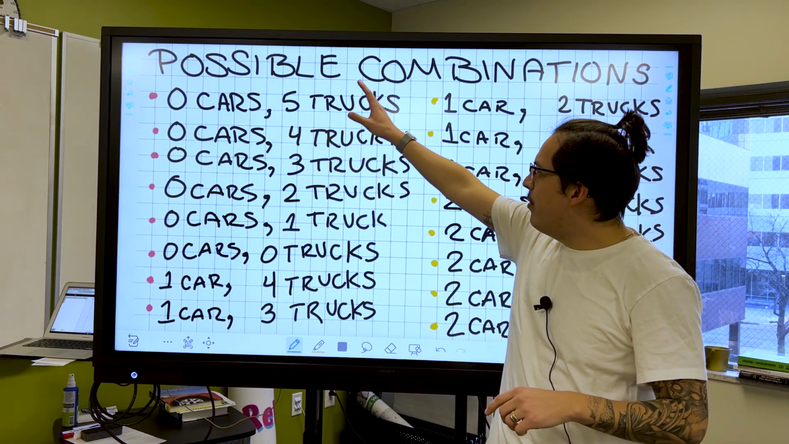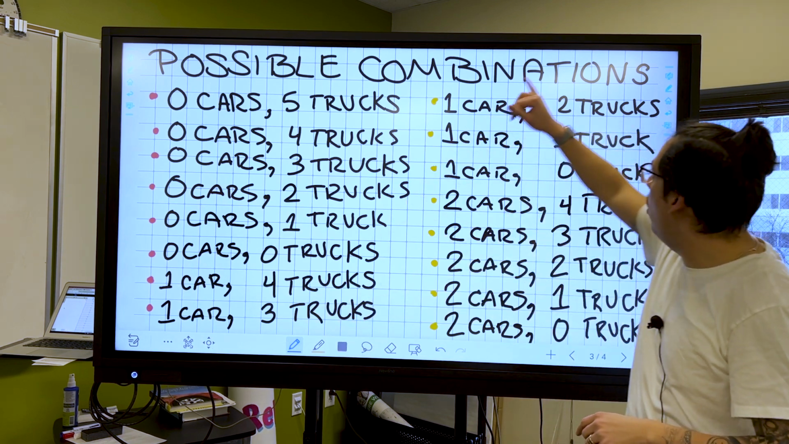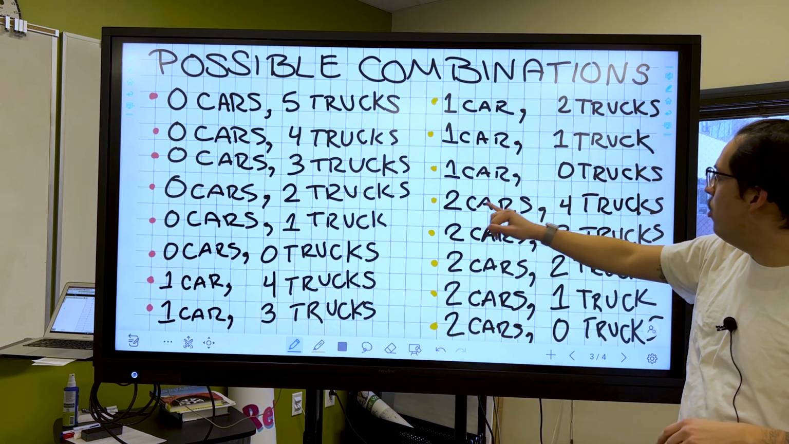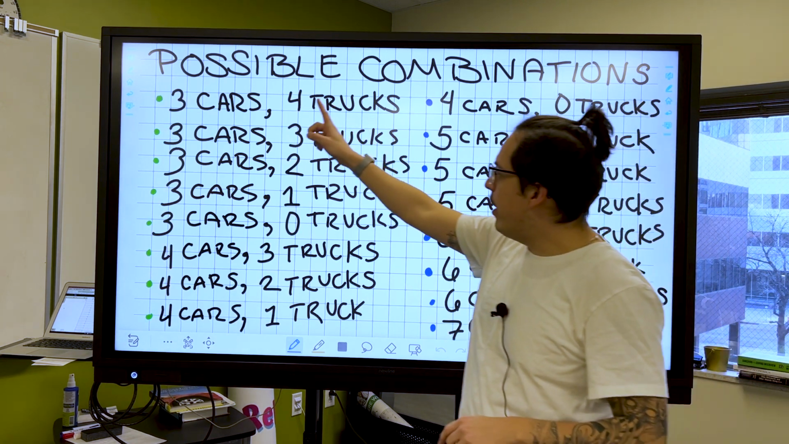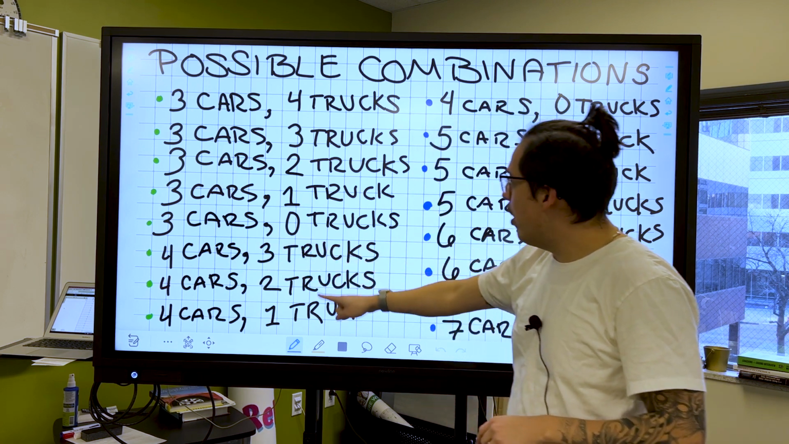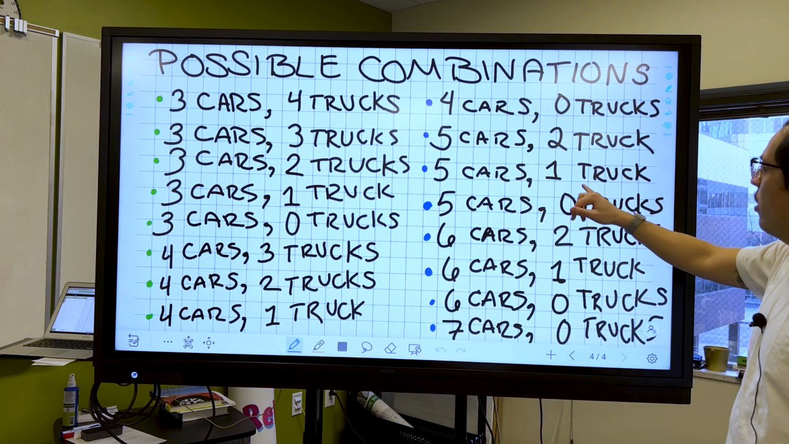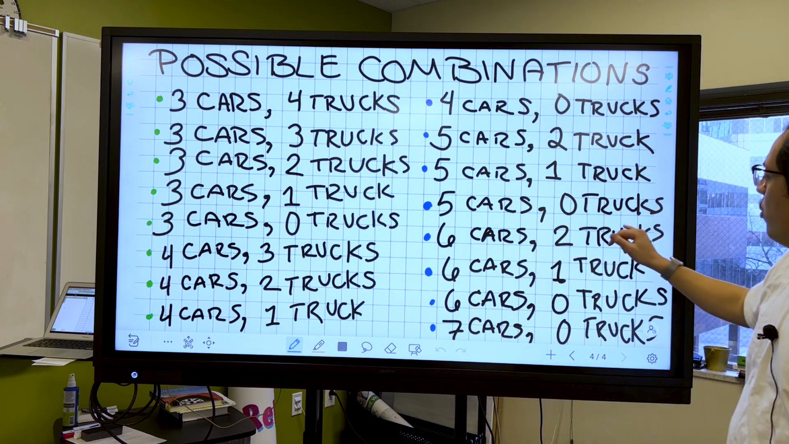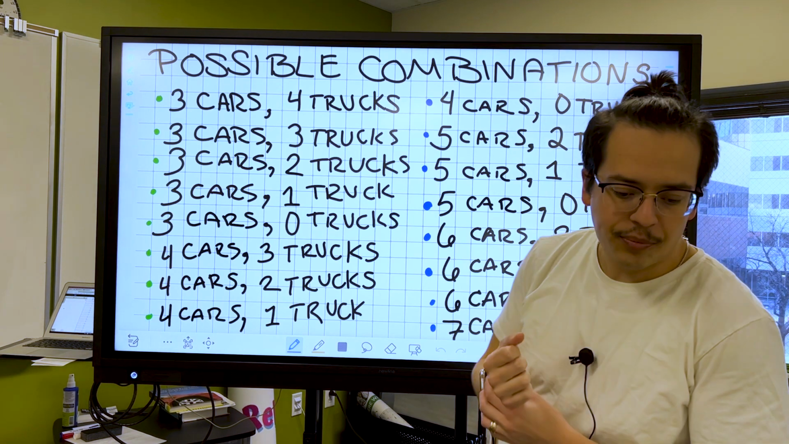0 cars, 5 trucks, all the way down to 0 trucks. 1 car, 4 trucks, all the way down to 0 trucks. 2 cars, 4 trucks, all the way down to 0 trucks. 3 cars, 4 trucks, all the way down to 0 trucks. 4 cars, 3 trucks, all the way down to 0 trucks. 5 cars, 2 trucks, and then 1 truck, 0 trucks. 6 cars, 2 trucks, 1 truck, 0 trucks. And finally, 7 cars and 0 trucks.